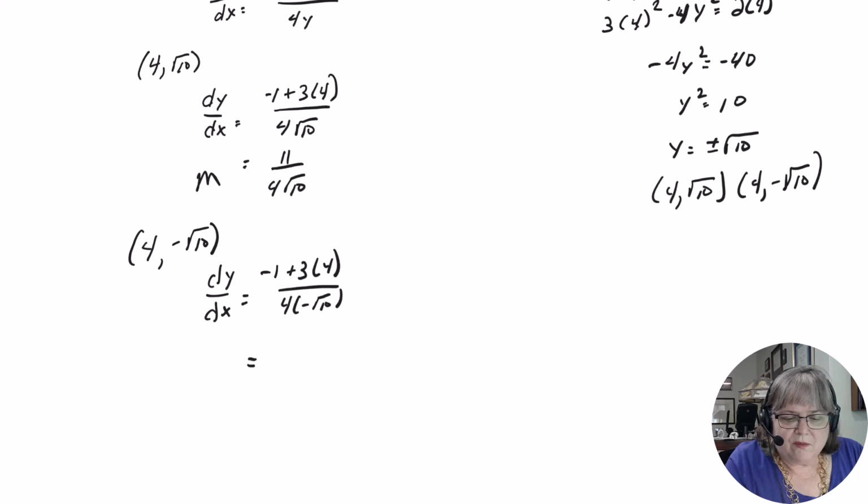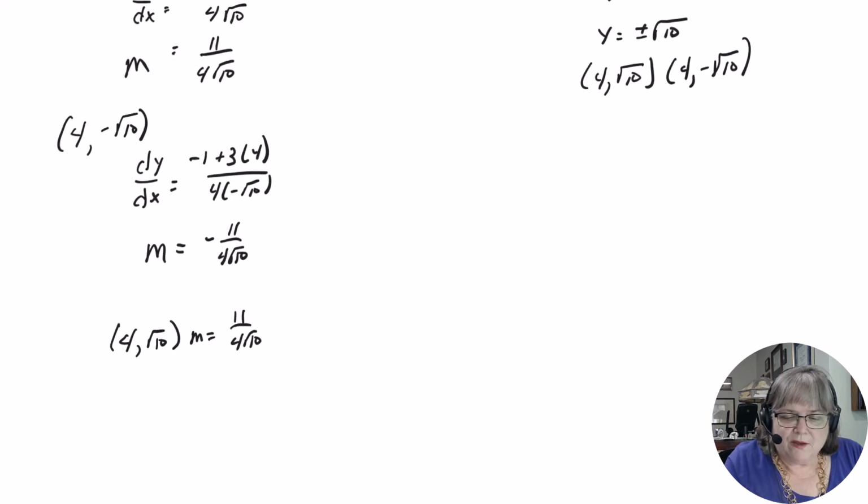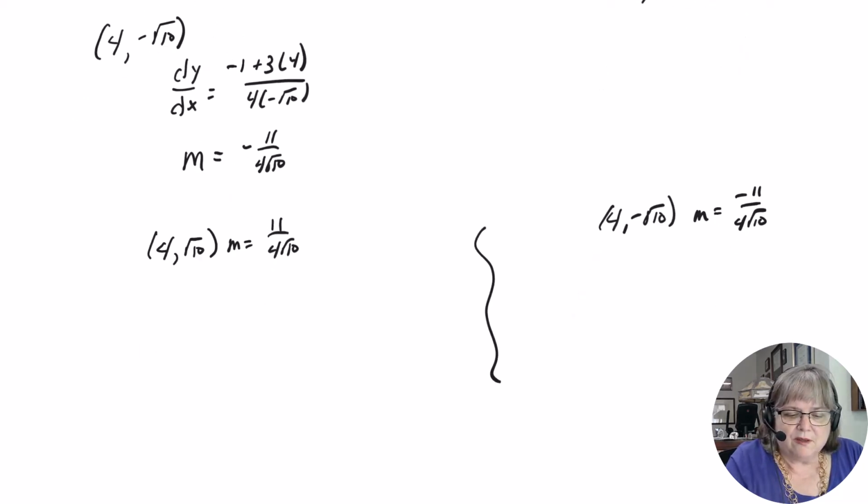Okay, so negative 1 plus 12 is 11 over negative 4 square root of 10. So you have negative 11 over 4 square root of 10. That's that one's slope. So I'm going to have two tangents. Okay, so here we go. So using 4 square root of 10, and the slope is 11 over 4 square root of 10. And then using 4 negative square root of 10, and the slope is the negative 11 over 4 square root of 10, right? So these are going to be my two tangents, right?